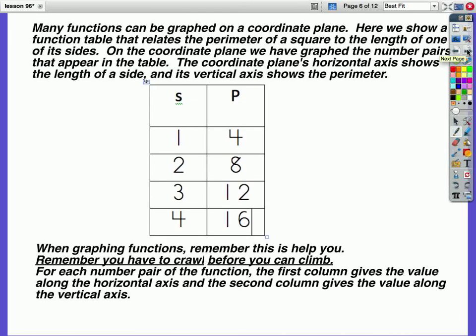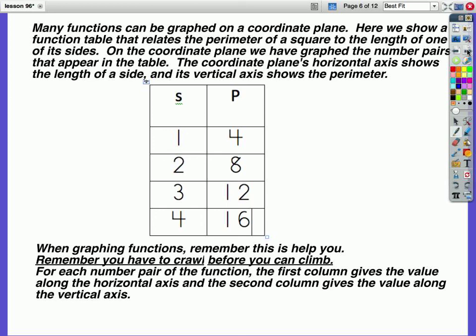Many functions can be graphed on a coordinate plane. Here we show a function table that relates the perimeter of a square to the length of one of its sides. On the coordinate plane, we have graphed the number pairs that appear in the table. The coordinate plane's horizontal axis shows the length of a side, and the vertical axis shows the perimeter.